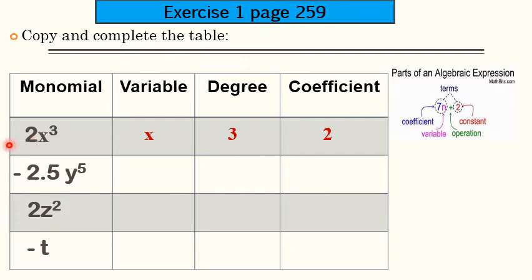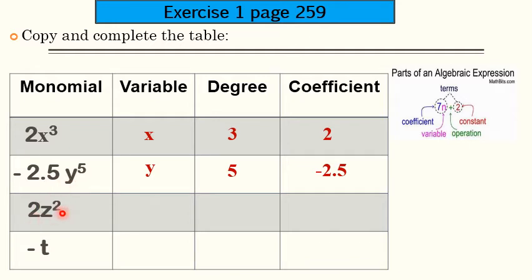Now next one, minus 2.5y to the power 5. The variable, the unknown, the letter here, is y. So the variable is y. It's to the power 5, then it's of degree 5. What's the coefficient? What's the number multiplied by the variable? Here, it's minus 2.5. We call it the coefficient. It's the number that's multiplied by the variable.